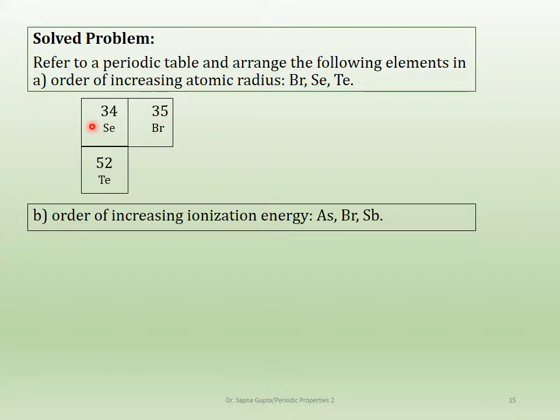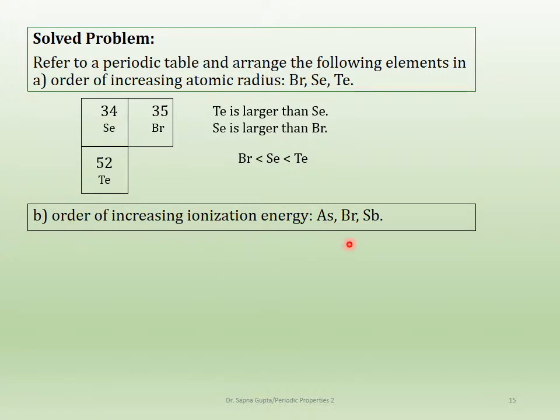Now looking at this, you know that bromine should have a smaller size than selenium because it's going across, and then tellurium should have a larger size than selenium because it's going down. Which means that tellurium is the largest one in size and bromine is the smallest one in size. That is how you come up with the trend. Bromine is smaller than selenium, and then tellurium is the largest one.